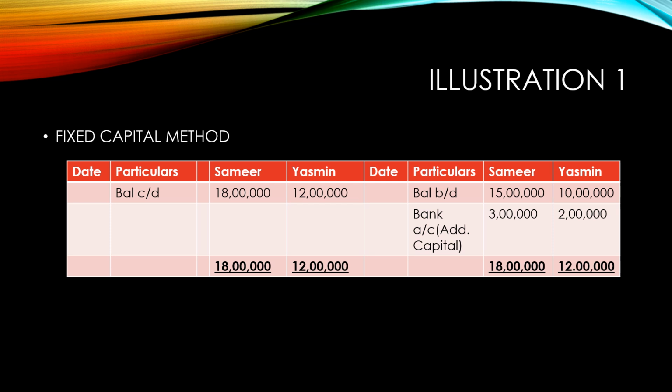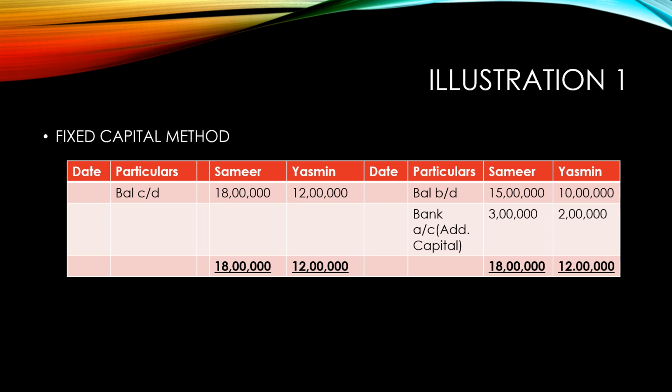So the thing which will come under the fixed capital method in the capital account is the balance which is given to you. See in the starting, the first line, 15 lakh and 10 lakh, we have written balance brought down 15 lakh, 10 lakh. Then it is also told to you in the table given in the book that additional capital is introduced as 3 lakh and 2 lakh. So that will also be recorded on the credit side, bank account.